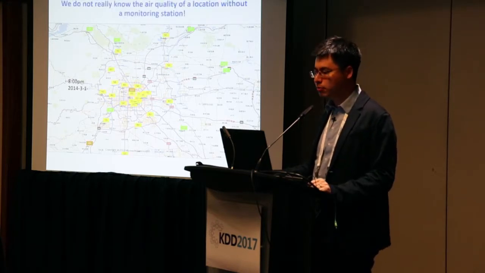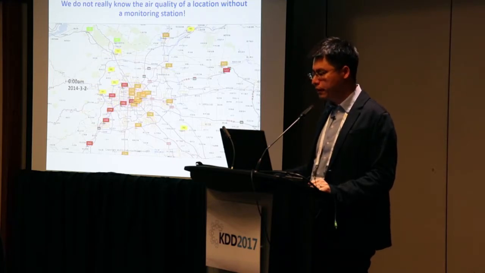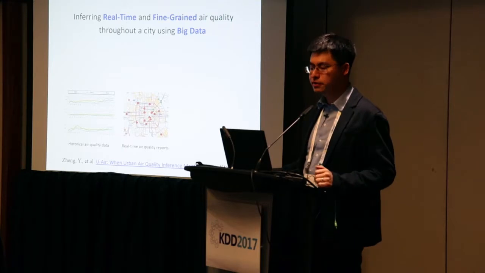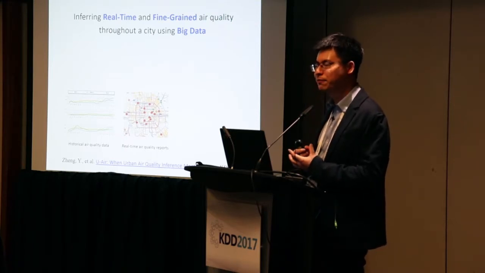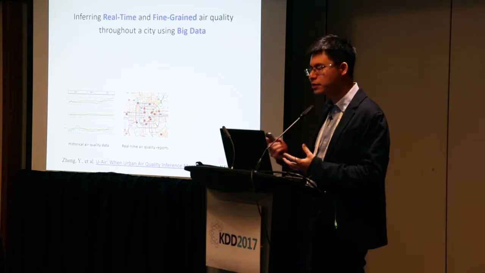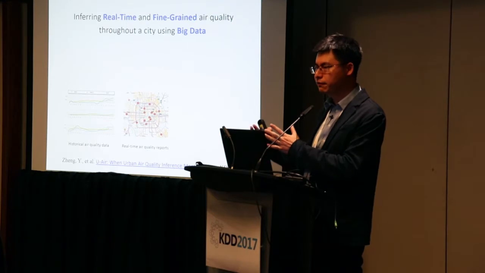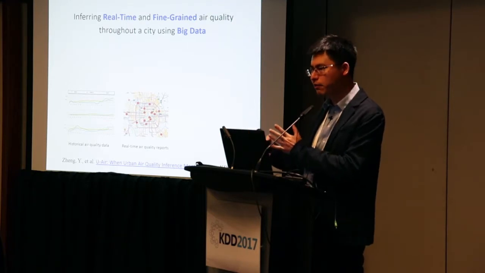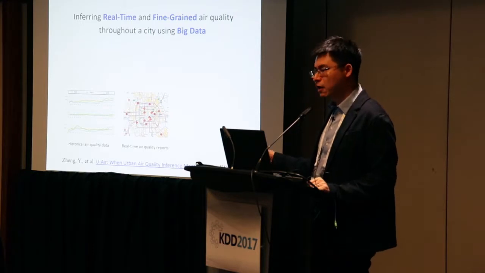How to solve this problem? We solve this problem by inferring real-time and fine-grained air quality throughout the entire city based on two parts of big data. Real-time means we do inference every hour. Fine-grained means we can infer a region of 1 kilometer by 1 kilometer throughout the entire city.